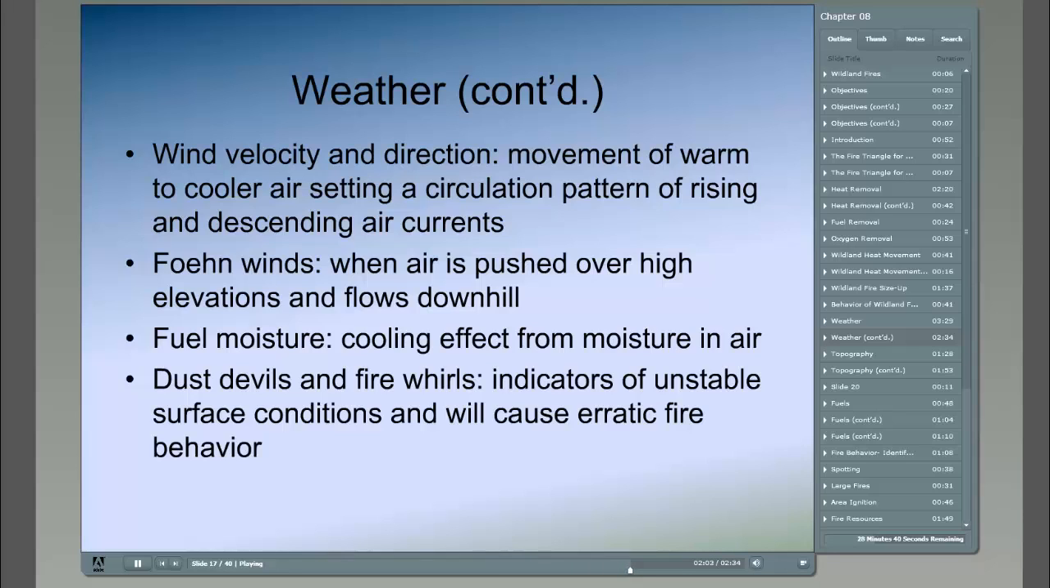Dust devils and fire whirls are indicators of unstable surface conditions that will cause erratic fire behavior. These conditions are a result of uneven heating, which causes ground temperature to vary. Heated air rises and is pushed horizontally by prevailing wind. In some cases, it begins to whirl. The problem for firefighters is that these whirling winds throw burning materials ahead of the main front fire, creating fire spots. This is caused by fuel preheating and results in rapid fire spread.